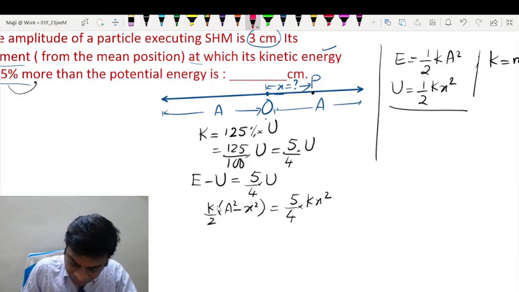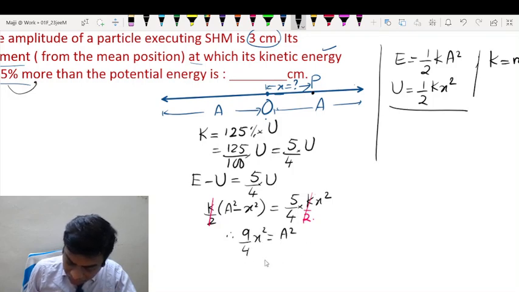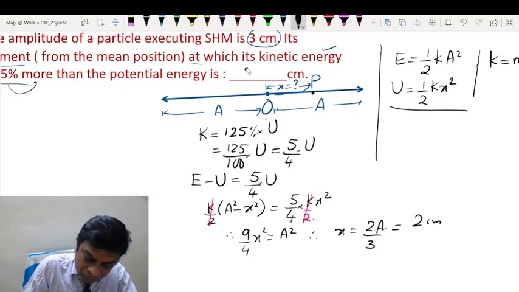So we can cancel K by 2 throughout. So we have 9 by 4 x square is equal to a square. Therefore x is equal to 2a by 3. So putting a equal to 3, we have 2 cm. So 2 cm is the answer.